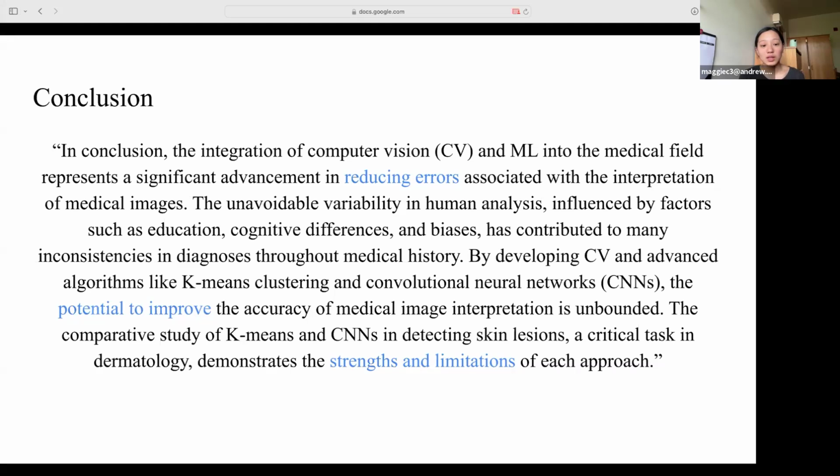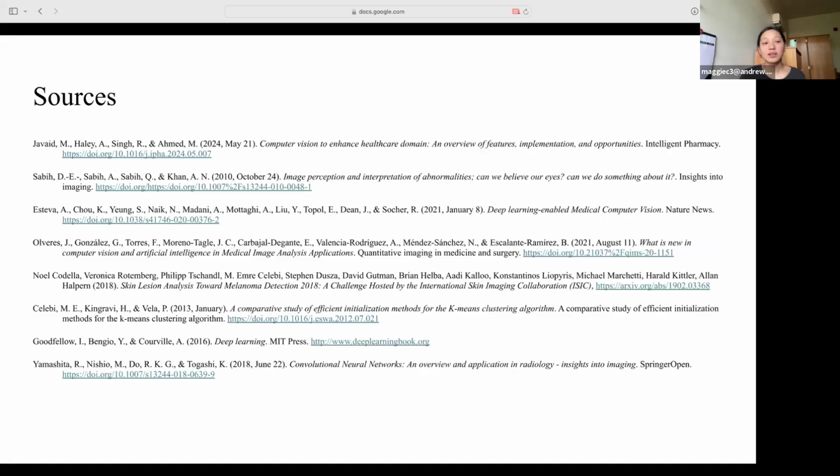The comparative study of k-means and CNNs in detecting skin lesions, a critical task in dermatology, represents the strength and limitations of each approach. And finally, here are the sources that I used in my paper.